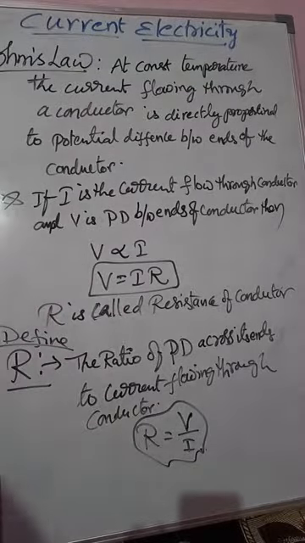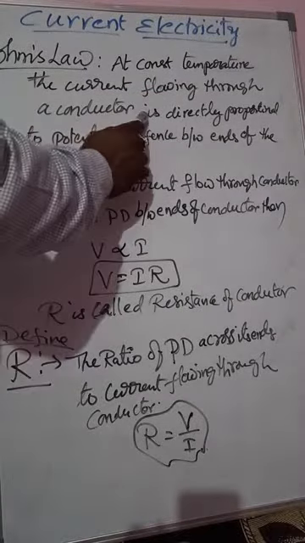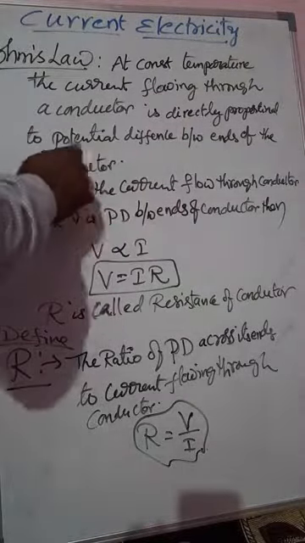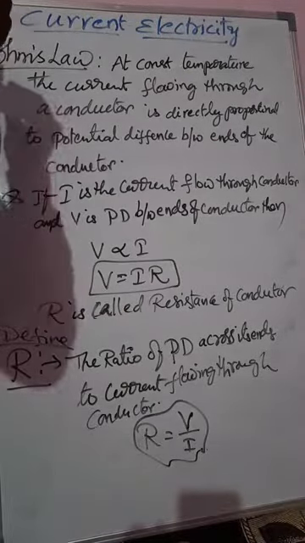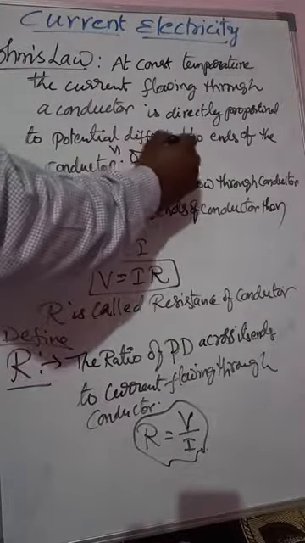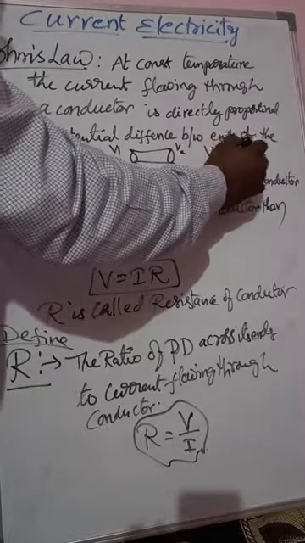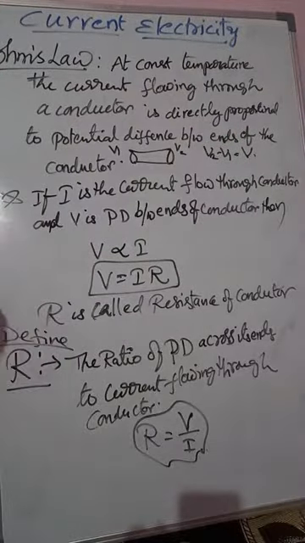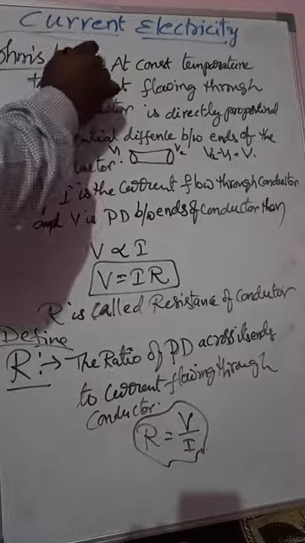Now next one is Ohm's law. At a constant temperature, the current flowing through the conductor is directly proportional to potential difference between ends of that same conductor. Okay. Suppose you take one conductor like this. Here potential V1, here potential V2. Difference of this potential means V2 minus V1, or simply we will write as V.